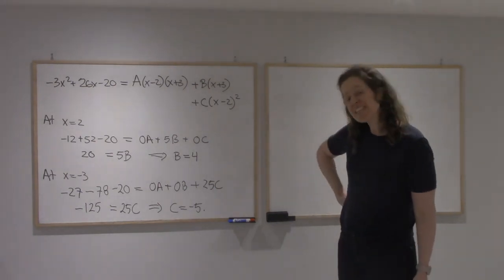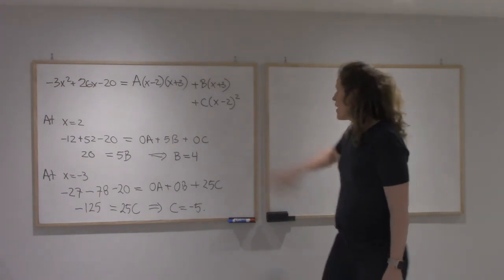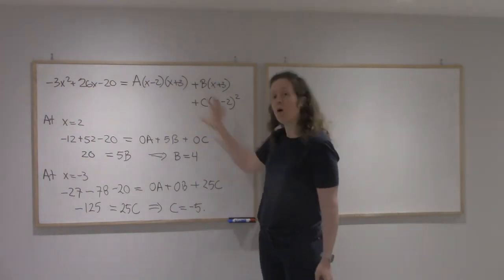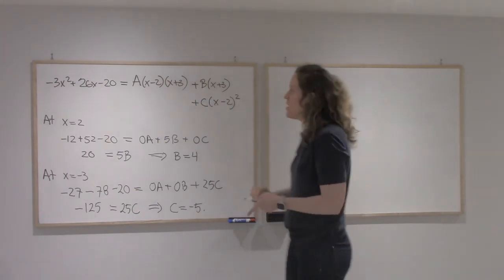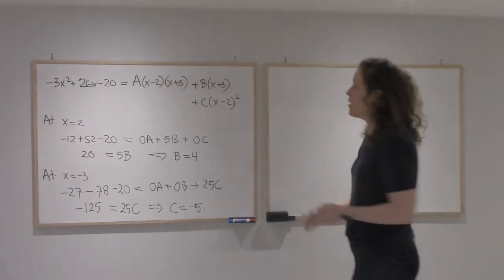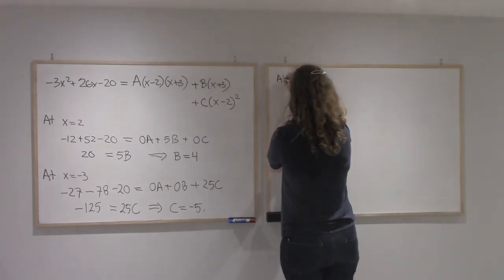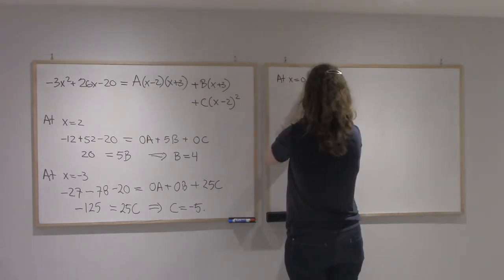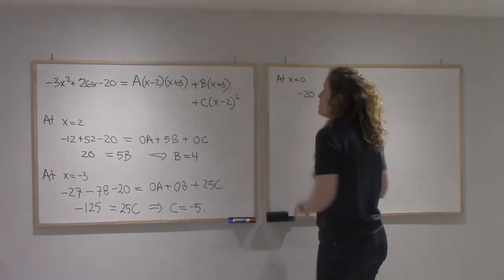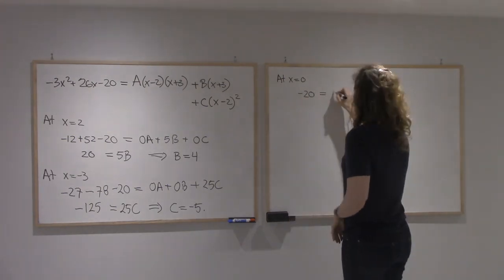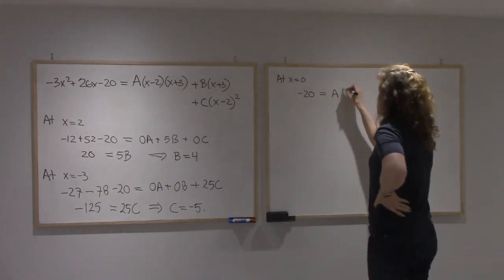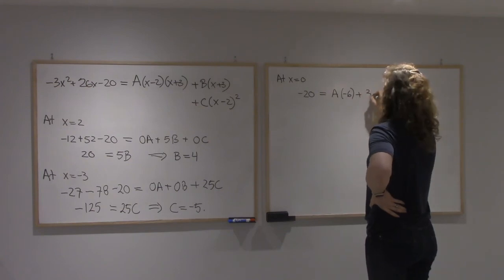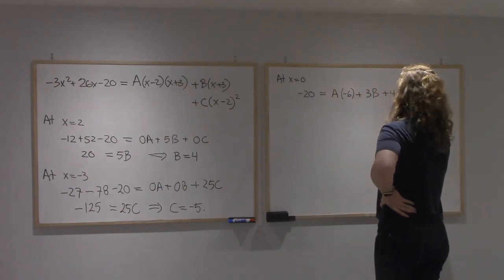We don't have a nice third value to take, right? Minus 2 and 2 and minus 3 are the only ones that are going to cancel some of these. So I'm going to just take something that's easy enough. I like 0, so I'm going to take x equals 0. On the left, I'll get minus 20. Then I'm going to get a times minus 6 plus 3b plus 4c.